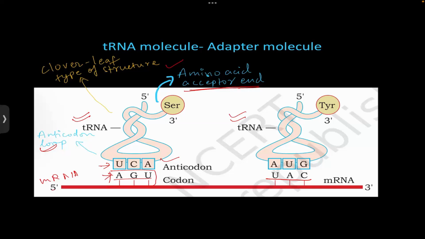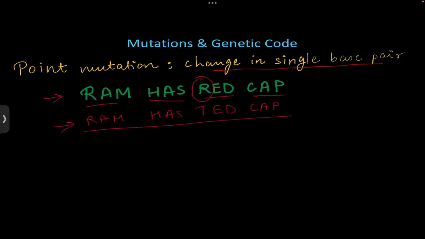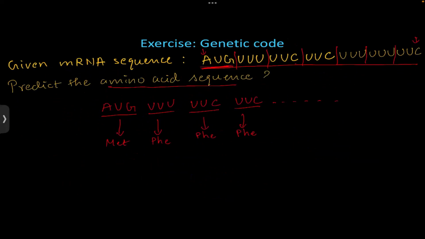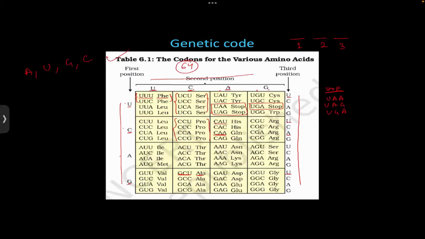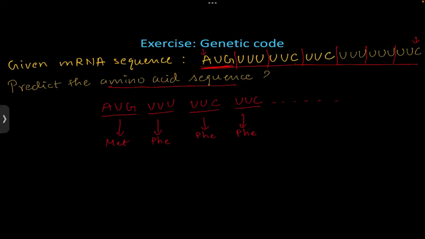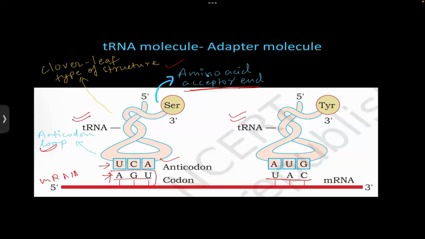AGU, this is a codon, right? So let's check in the table what this codon codes for. This is AGU. Now AGU codes for serine. It codes for the amino acid serine. So we see that this tRNA has brought the amino acid serine.